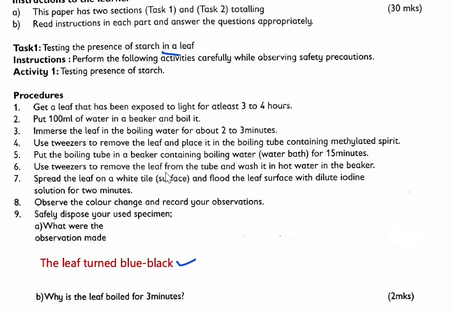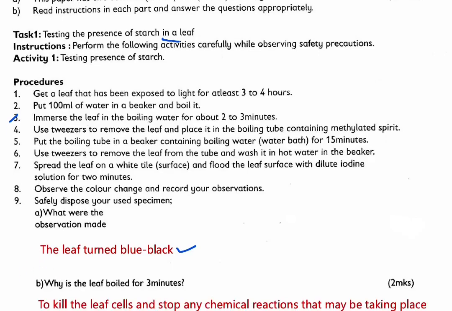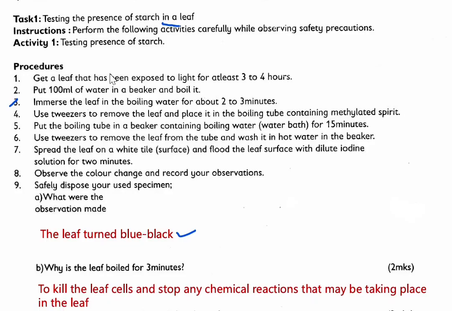Part B. Why was the leaf boiled for 3 minutes? You can see here from step number 3, you boil the leaf for about 2 to 3 minutes. The reason for boiling, this is a very common question even in section A, is to kill the leaf cells and stop any chemical reactions that may be taking place in the leaf. So that is the reason for boiling, to kill the leaf cells and stop any chemical reaction. They get those 2 marks.